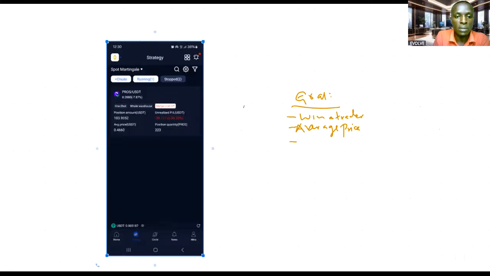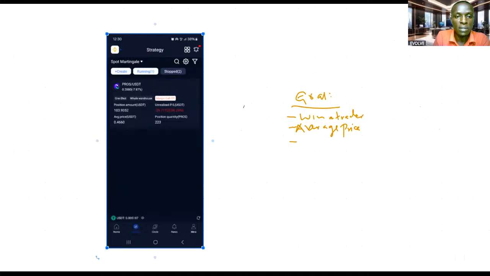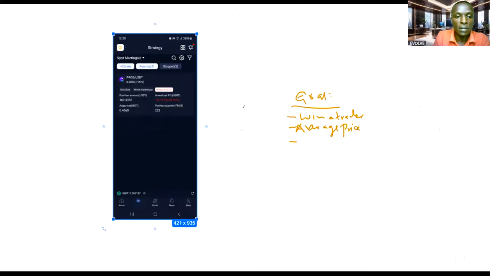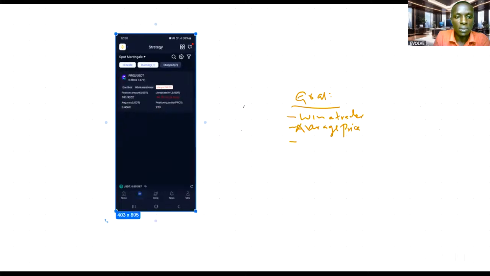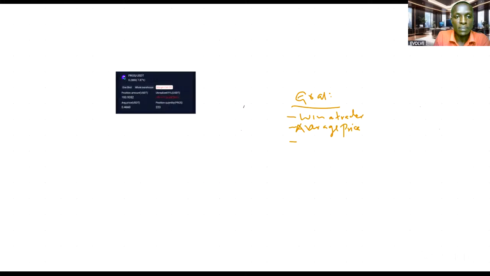Okay. People love touching the screen. Today they have not showed up yet. Okay, trying to cut this to a much smaller size.